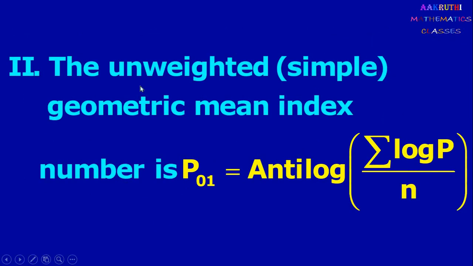Next is the unweighted or simple geometric mean index number. The formula is antilog of summation of log P divided by N, where P is the price relative and N is the total number of items. It is denoted by P01. So P01 equals antilog of summation of log P divided by N, and it is the simple geometric mean index number.